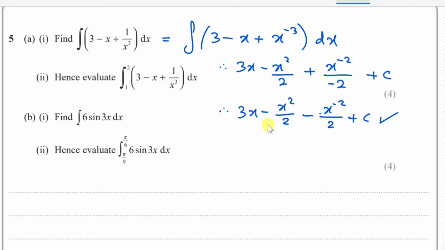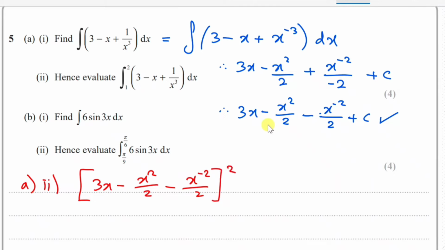Part 2, hence evaluate the same thing, but now you got limits. So when you have limits, all you literally do is just stick a massive bracket. So for you guys, let's just continue over here. So for this would be a part 2. We say now we put a big square brackets. We copy everything in. So x squared over 2 minus x to the negative 2 over 2. And then just ignore the plus c. And then put the limits of 2 and 1 here.